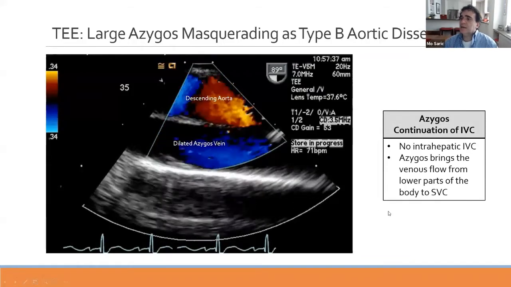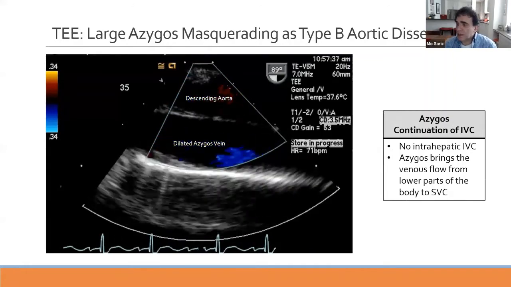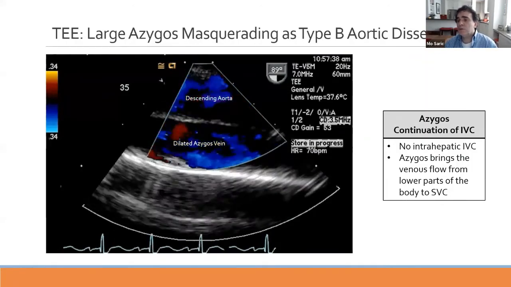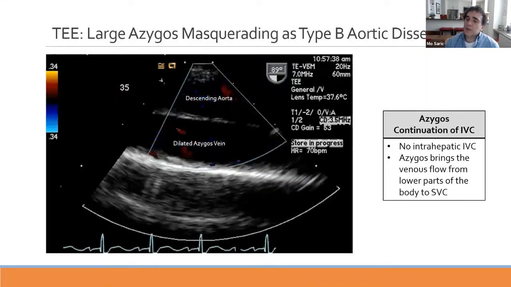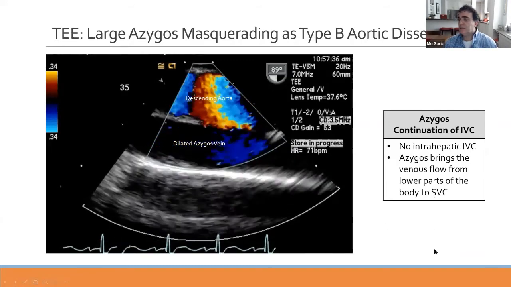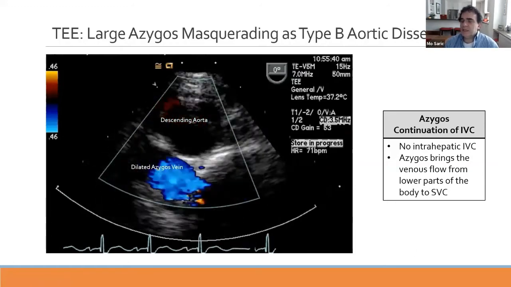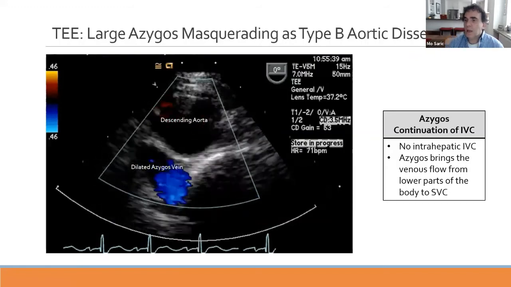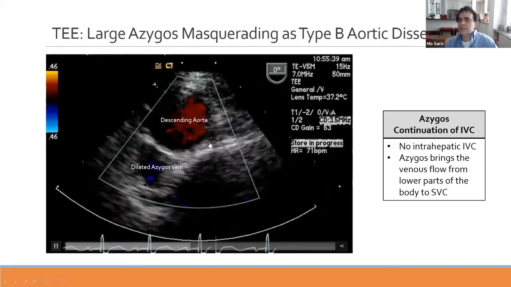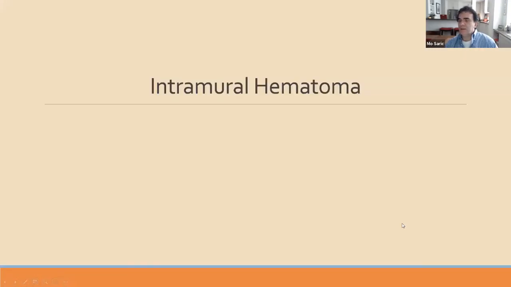And the dilated azygos vein is not very unusual because in a certain percentage of patients, there is no intrahepatic inferior vena cava, and then the entire blood from the lower portion of the body is directed through the azygos vein into the superior vena cava, resulting in a significant dilatation of the azygos vein. And you will not be fooled that this might be a dissection if you make a short axis view in the same patient, and you clearly see that these are two different vessels with a systolic flow in the descending aorta and a continuous venous flow in the dilated azygos vein.